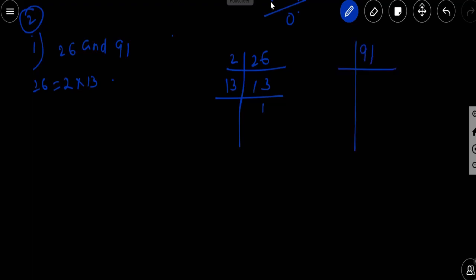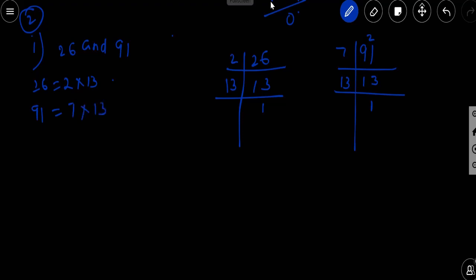Next we will do factorization for 91. As the last digit is 1, it is divisible by 7. So 7 ones are 7, and how much is left? 21. So 7 threes are 21. So again 13 is a prime number, so it is divisible by itself. So 91 is equal to 7 into 13.